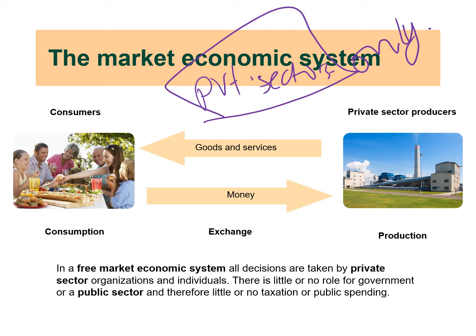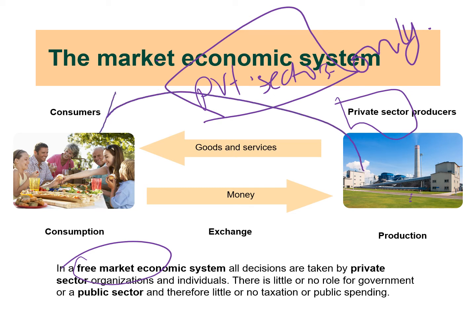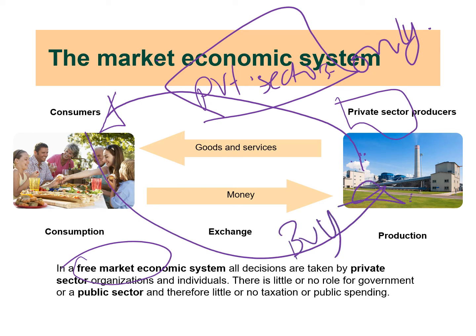But mainly here, when I'm talking about a market economic system or a free market economic system, it means the businesses are owned by the private sector. So here, the private sector is the one producing the goods and services, and selling them to the consumers. And in return, what are the consumers doing when they buy? They are giving money to the producers. So we have two transactions, the buying and the selling.